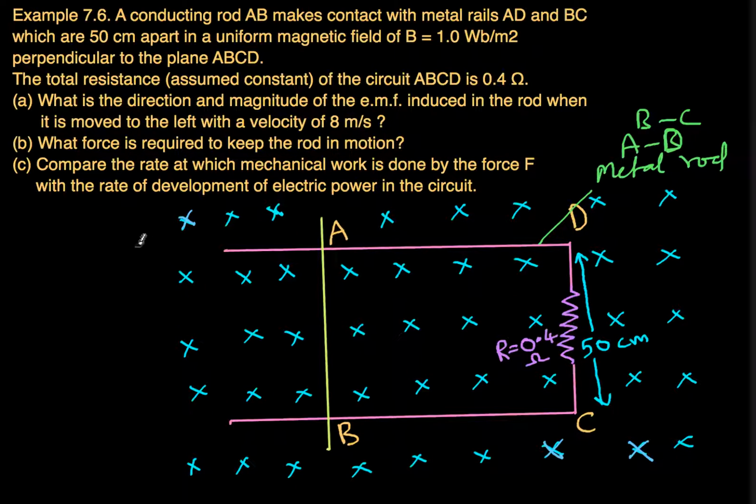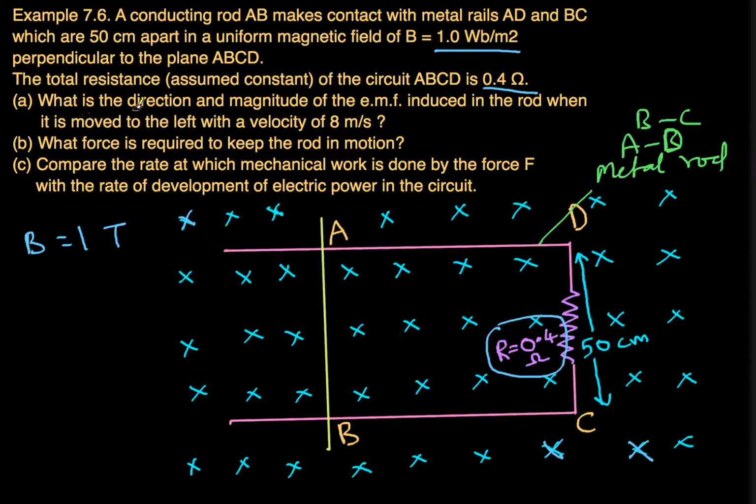And the magnetic field B is 1 Tesla, given here as 1 Weber per meter square, perpendicular to the plane ABCD. The total resistance of the circuit ABCD is 0.4 ohms. I have explicitly mentioned this just to avoid confusion that there is a resistance between A to D. This is the equivalent resistance of the entire circuit ABCD, so there is no other resistance involved anywhere, and it is assumed to be constant.